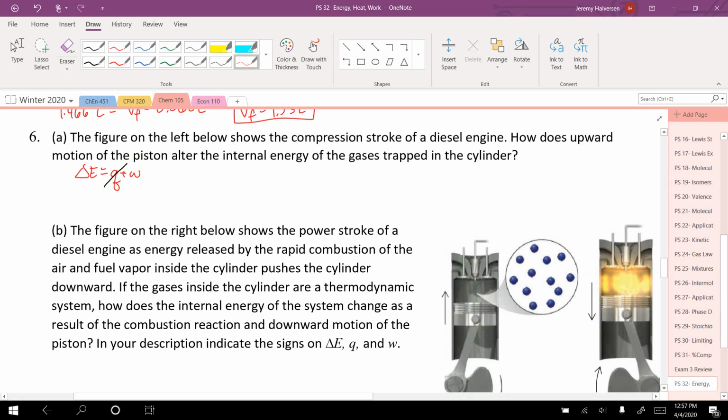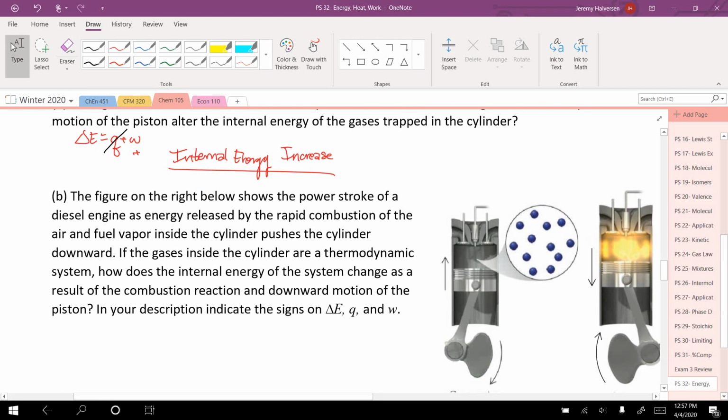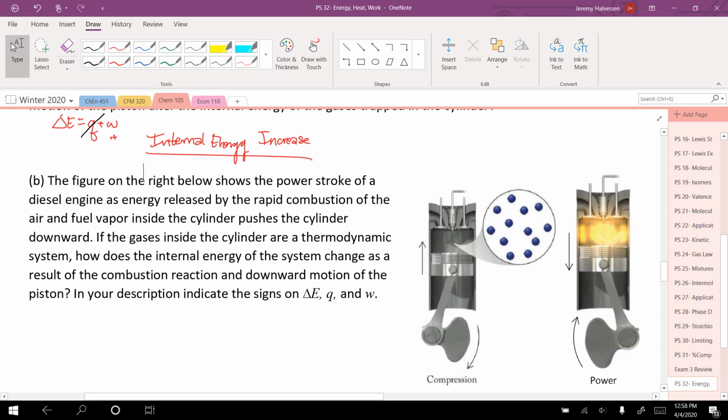All we're doing is work. And again, when you compress, work is positive. So if work is positive, the internal energy must increase. Okay, so we're increasing the energy within our system, which is good because then the figure on the right shows the power stroke of a diesel engine, as energy released by a rapid combustion of the air and fuel inside the cylinder pushes the piston downward. If the gases inside the cylinder are a thermodynamic system, how does the internal energy of the system change as a result of the combustion reaction and downward motion of the piston?